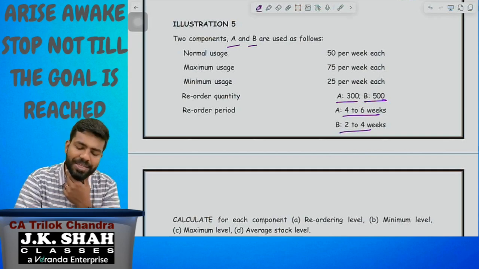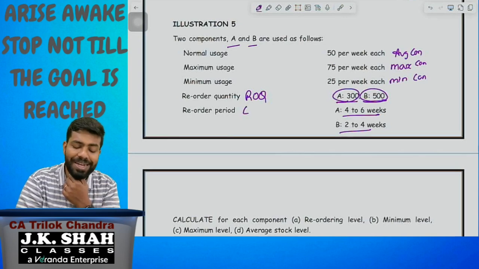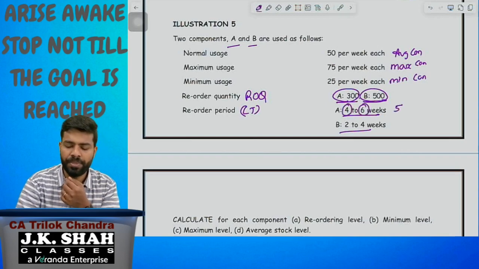So this is the maximum consumption, this is the minimum consumption, this is the average consumption. Everything is consumption, per week. Reorder quantity is nothing but ROQ: A 300 units, B 500 units. Reorder period is nothing but lead time. A is 4 to 6 weeks, so minimum lead time is 4, maximum lead time is 6, average lead time is 5. B minimum lead time is 2, maximum lead time is 4, average lead time is 3.